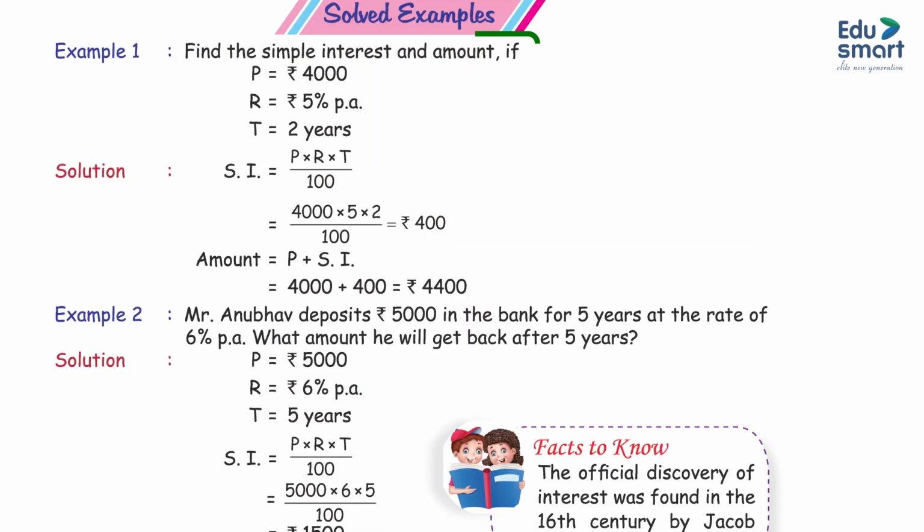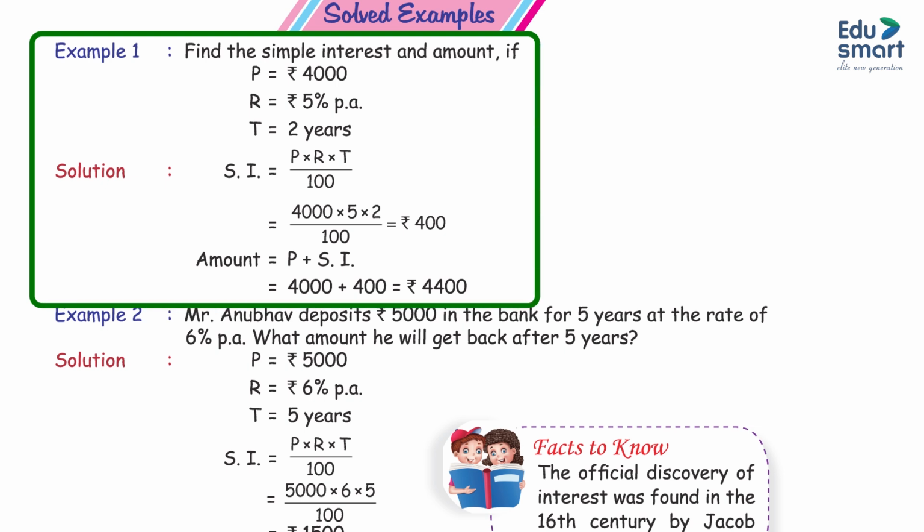Solved examples. Example 1. Find the simple interest and amount if P equals rupees 4,000, R equals 5% PA, T equals 2 years. Solution: SI equals P into R into T upon 100 equals 4,000 into 5 into 2 upon 100 equals rupees 400. Amount equals P plus SI equals 4,000 plus 400 equals rupees 4,400.